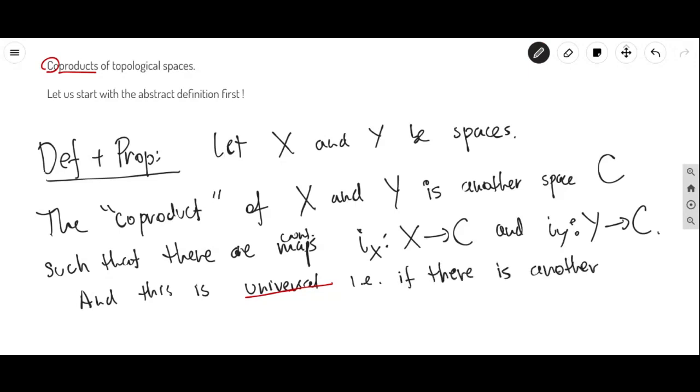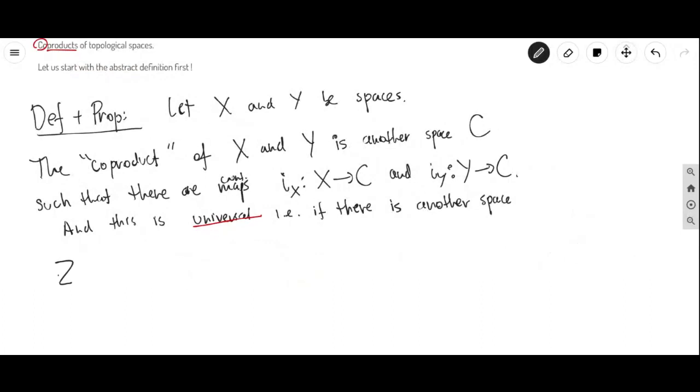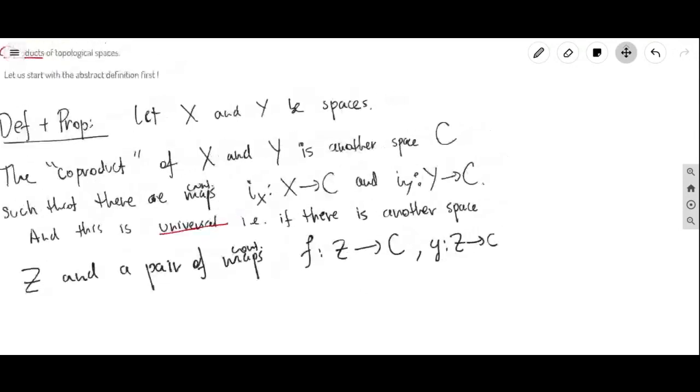another space, so if there is another space, let's call it Z, and a pair of maps, of course, continuous maps. Sometimes mathematicians get sloppy in topology, lazy, and they stop saying continuous. They just understand everything's continuous because it's topology. And there's, let's say, a pair of maps.